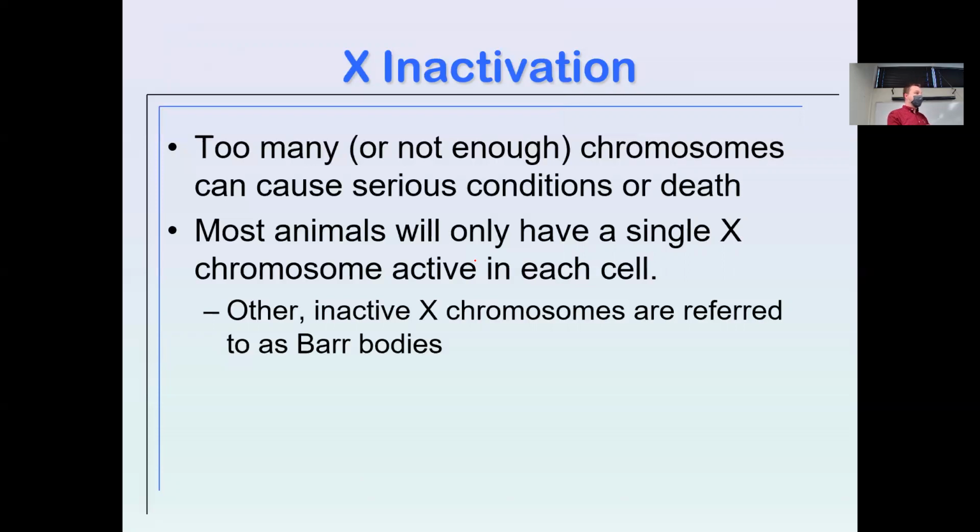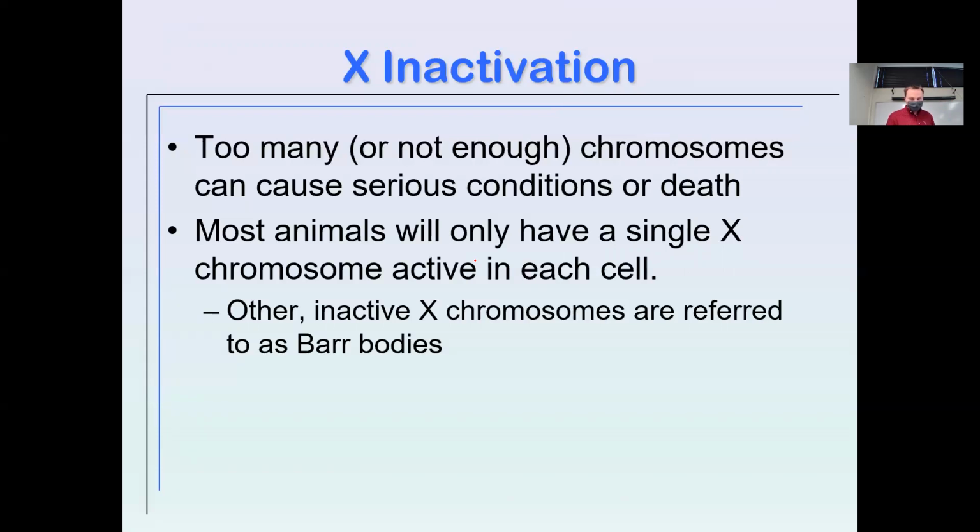It becomes what we call a Barr body, B-A-R-R body. The Barr body is the inactive X chromosome within that cell, and so in that cell, the other X chromosome is the one that gets expressed. Whatever genes are coded there get expressed. Again, this happens in most animals, at around 1,000 cells or so within the zygote.